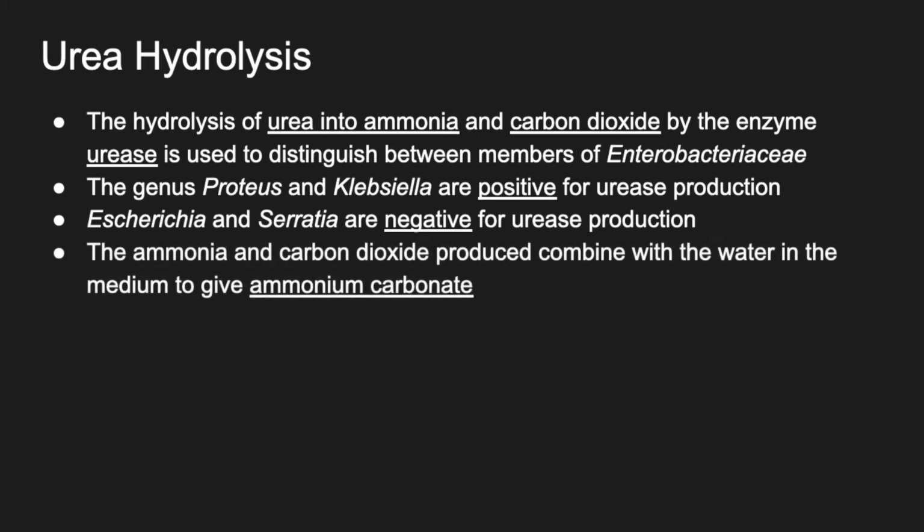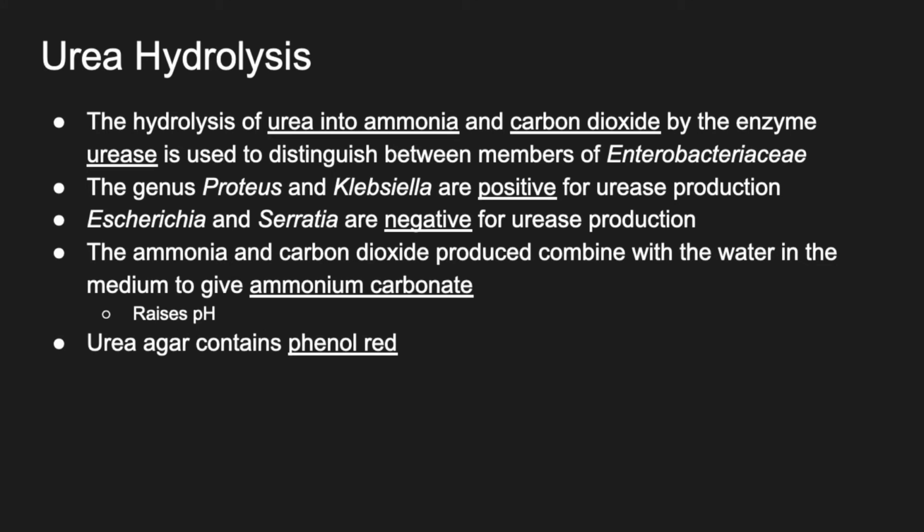So, the ammonia and carbon dioxide produced by urease, breaking down urea, combine with the water in the medium to give us something called ammonium carbonate. And what ammonium carbonate does is that it raises the pH. It makes it a more basic solution, a more alkaline solution.